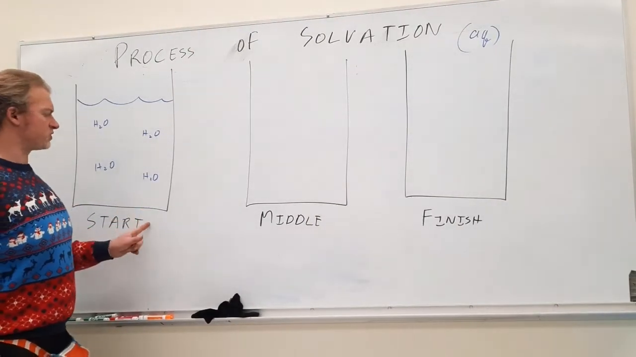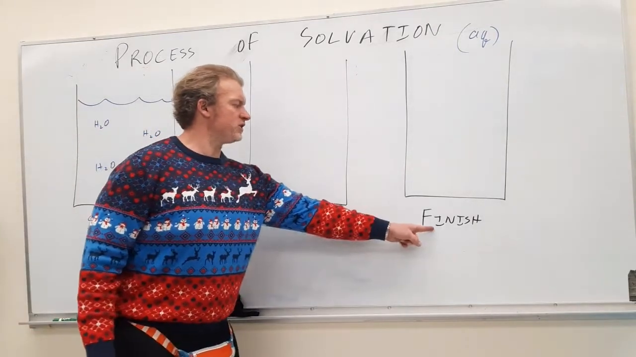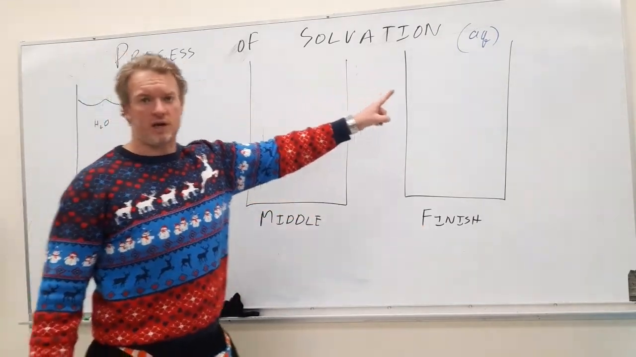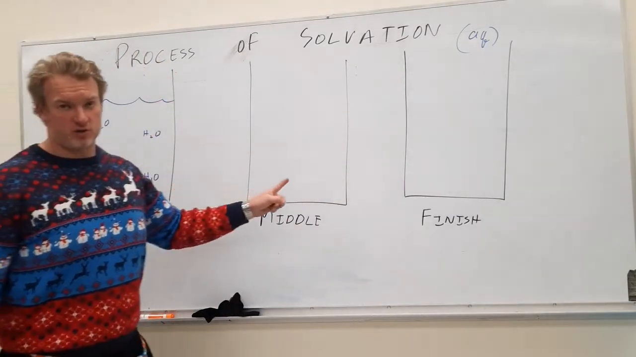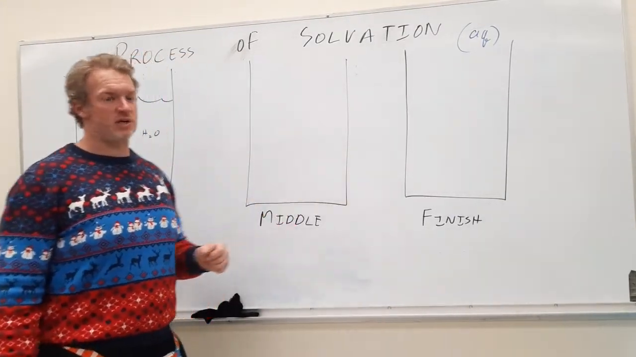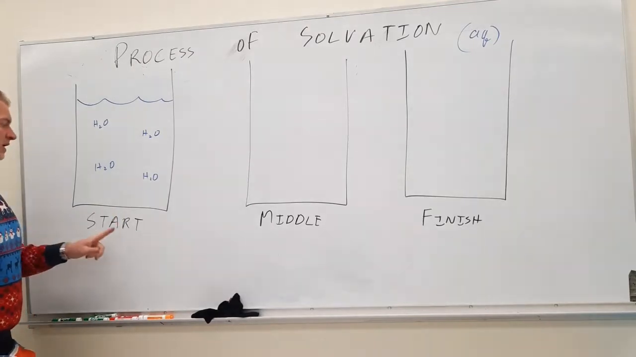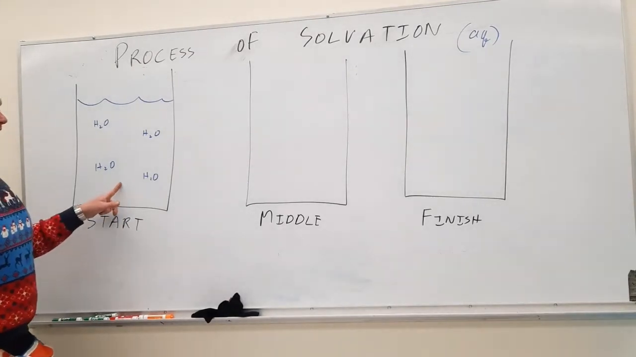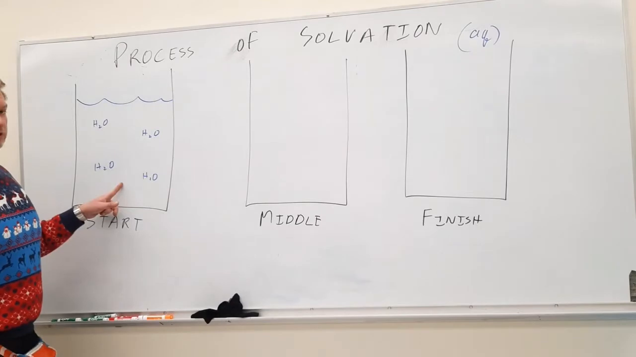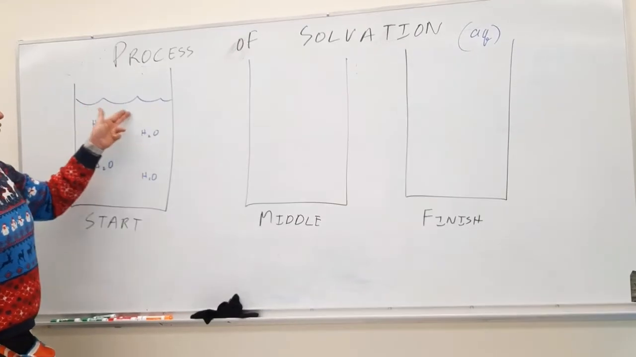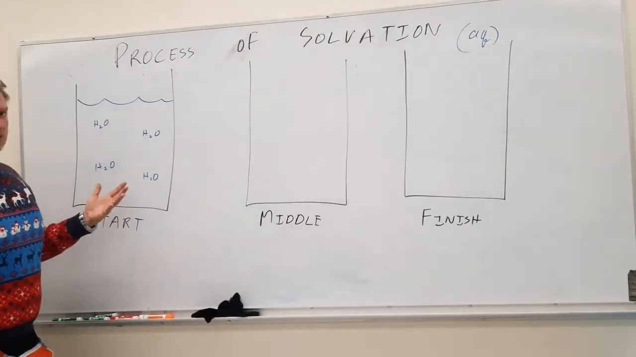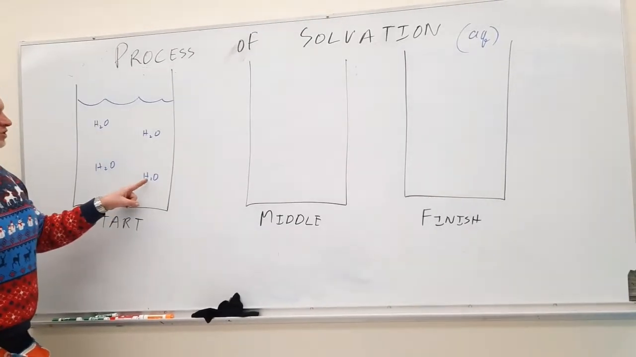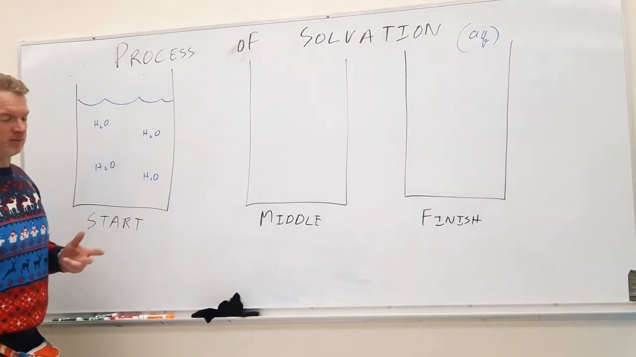Let's describe the start, middle, finish of solvation in aqueous solutions. These three beakers are meant to be identical beakers, but at different points in time. At the start of time, we have a pure solution of water, H2O. I have kind of the wave up here to indicate that we're talking about liquid phase. And I've chosen the color blue, and I've explicitly just written out H2O, H2O.